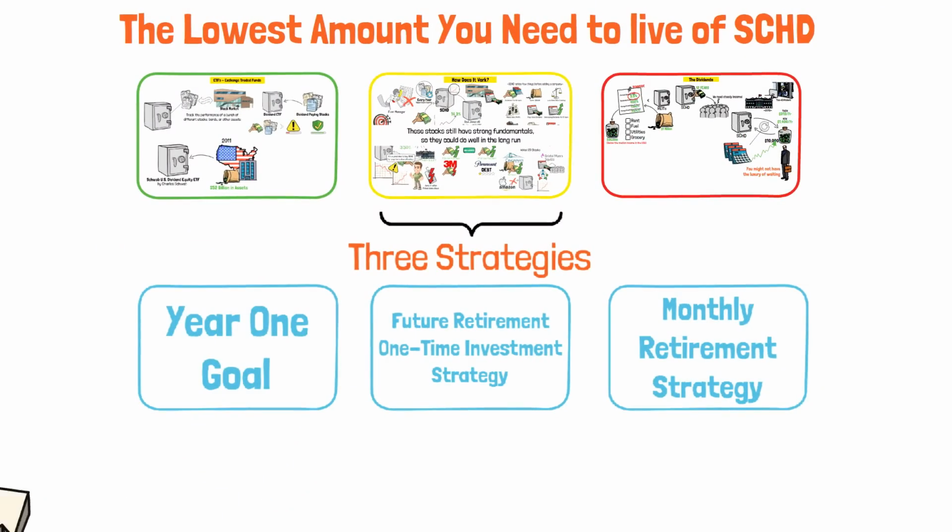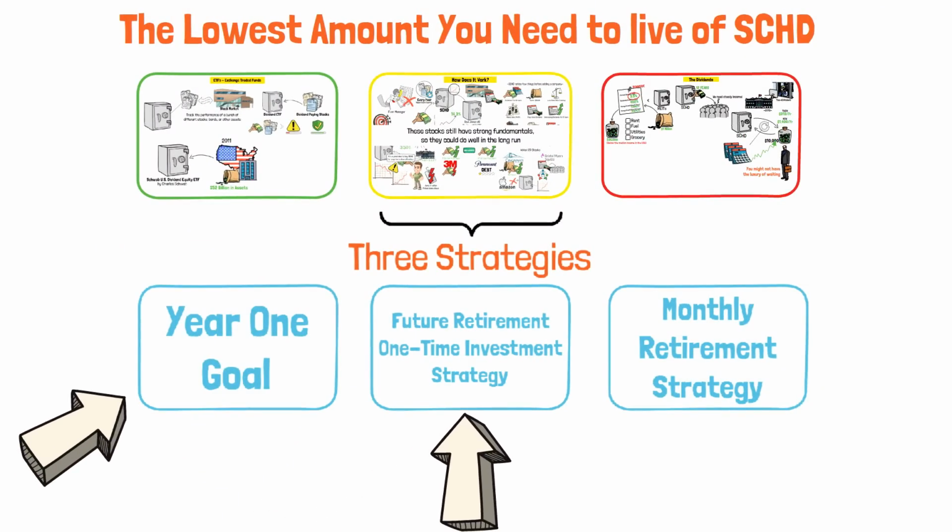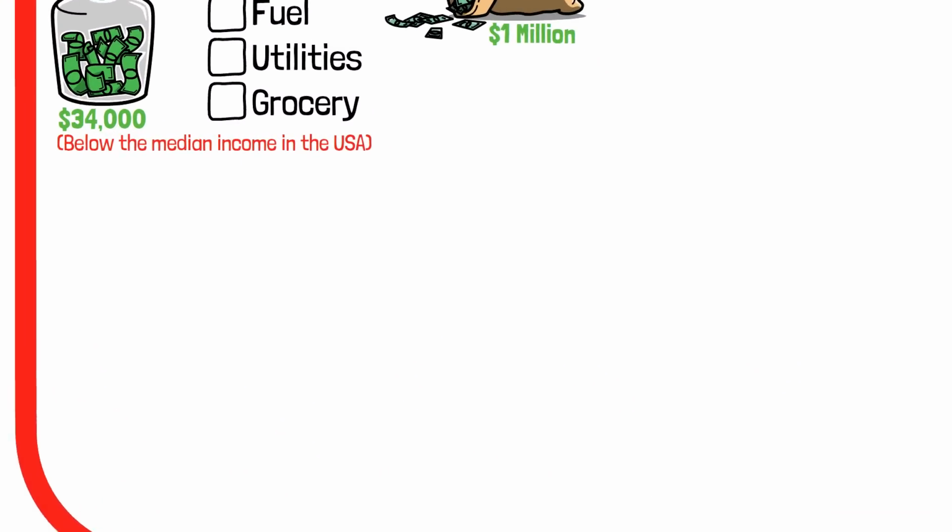In the end, I'll share 3 different plans for both short and long terms. I'll tell you the lowest amount of money you'll need for each plan, and guess what? One of them can be done even if you're a college student with hardly any money to begin with.